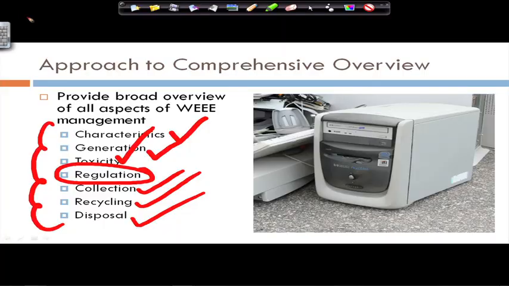Here, if you remember, as opposed to municipal solid waste, we haven't talked about composting or anaerobic digestion, because we are talking about stuff which is inorganic and mostly non-biodegradable. So we are not going to talk about those aspects. It's no use talking about them. So we'll talk about recycling, and then we'll talk about disposal.